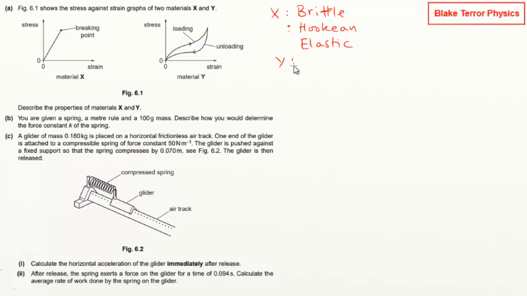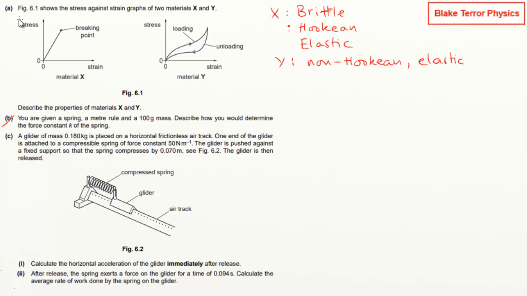What can we say about Y? We can say that it is non-Hookean because it's not a straight line. We can say also that it is elastic. So we've got the same thing going on there because it's returning back to the origin. So this is going to be, you know, rubber, something like that. I mean, you might even want to say that in there. But we've said quite a few things already.